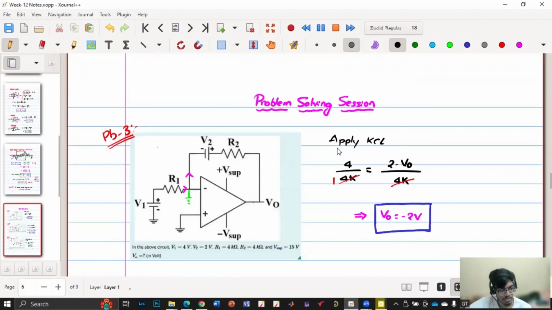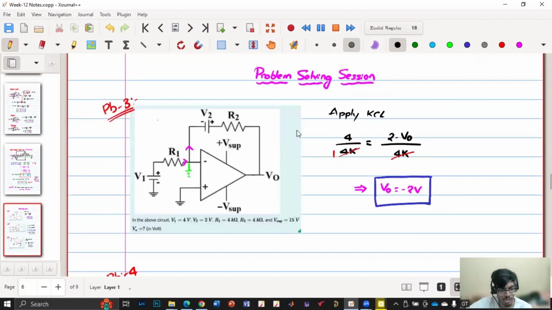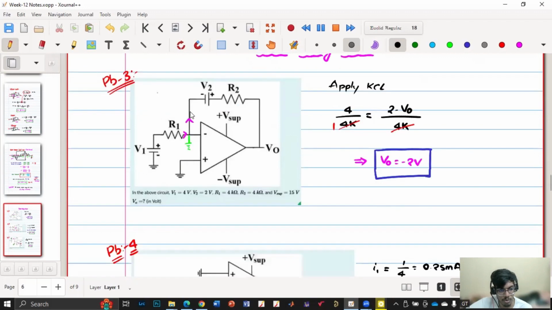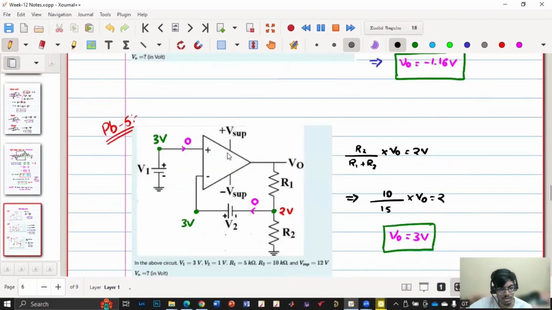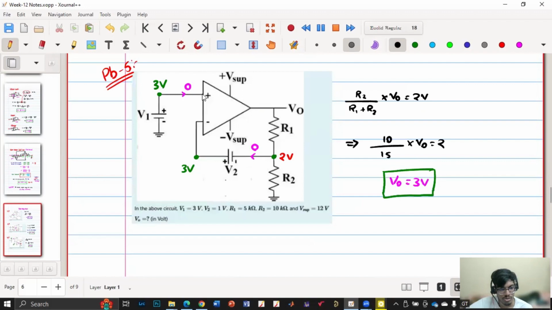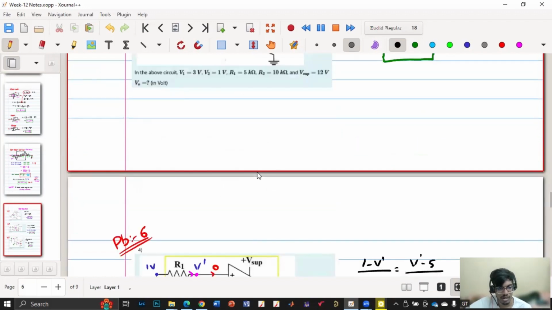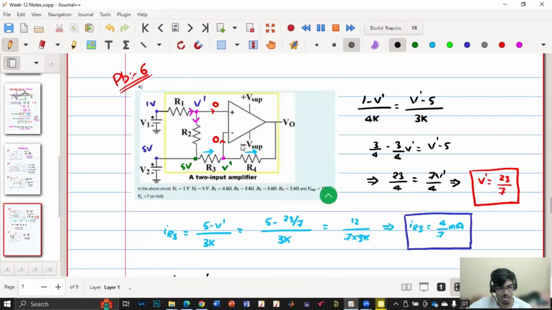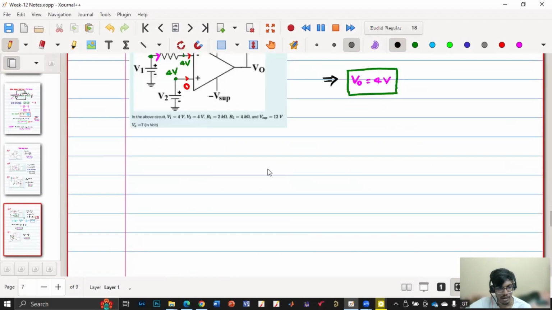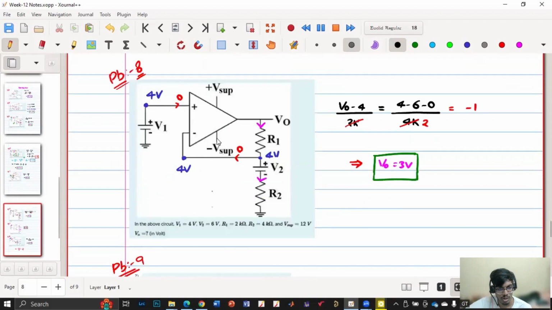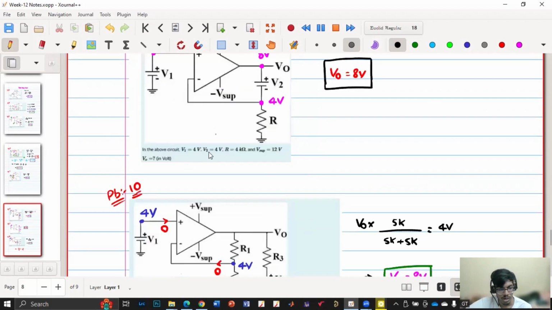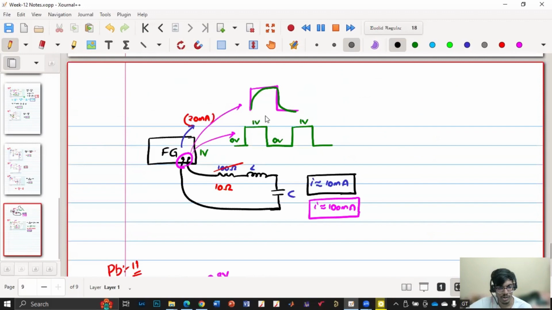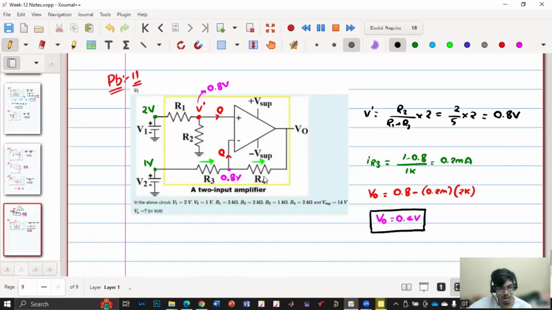Then we solved a few problems, and in all the problems we considered only two aspects. One, for ideal op-amp, the input current is 0, and the two terminals are virtually shorted. So whatever the voltage is at the non-inverting terminal, it will be reflected at the inverting terminal, and the current entering these two terminals is 0. So first write whatever currents are 0, followed by voltages, then you will know where exactly you need to apply KCL, and you'll be able to solve any complicated circuit.